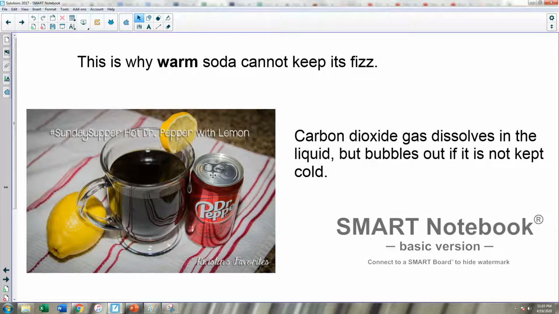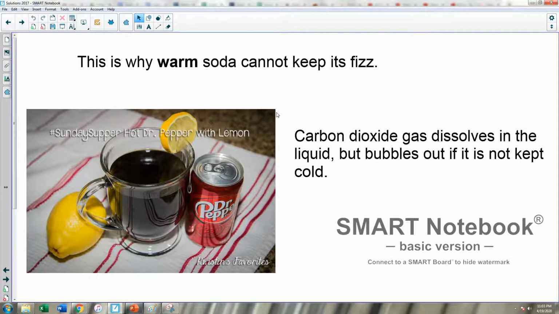When you first open a can of pop, that pressure is released, and the bubbles want to come out of the pop or out of the soda. There's pressure inside the can, and once you release the pressure, the bubbles want to come out. But another reason it holds the fizz a little bit better is if you keep it cold. So if you warm up a can of soda, what ends up happening is it's just going to go flat regardless.